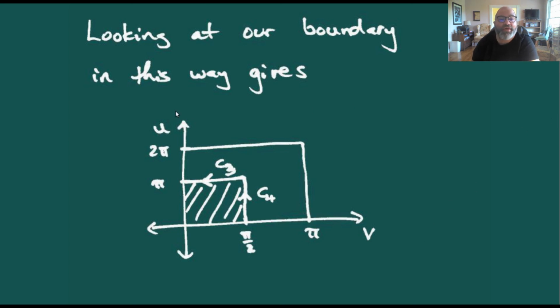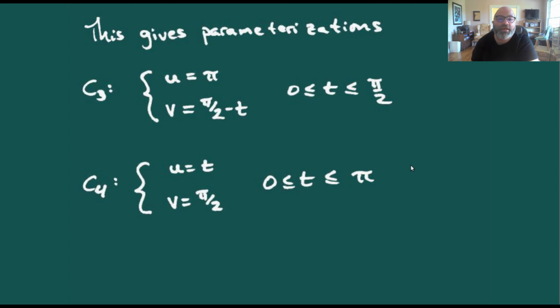And so if we switch our u and v axes so that v comes first, then u is coming vertically from that, in our new boundary, we still have our region between 0 and pi over 2 and 0 and pi, and we get two new curves, say C3 and C4. If we parameterize those, for C3, u is going to be pi, v is going to be pi over 2 minus t, for t going between 0 and pi over 2. C4 looks like u is going to be t, v is going to be pi over 2, for t going between 0 and pi.